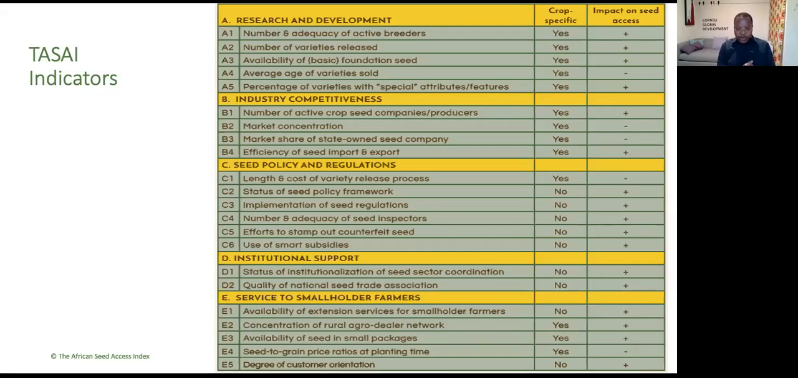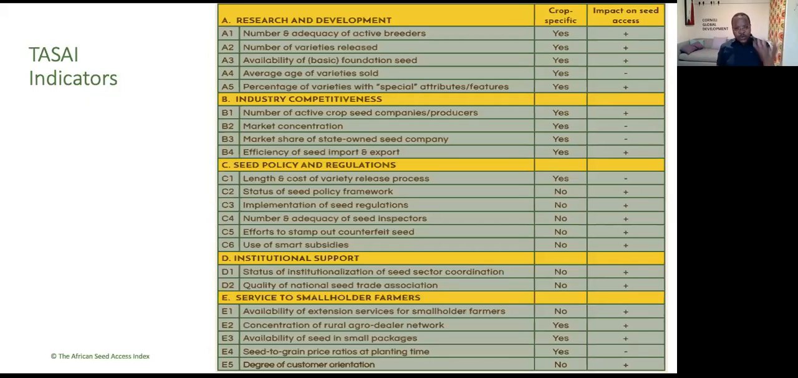And ultimately, we look at the service to smallholder farmers. That includes availability of extension services, concentration of rural agro dealers, availability of seed in small packages that are affordable to farmers. We look at the seed to grain price ratio to look at affordability, and we also look at the degree of customer orientation. So that's in a nutshell what the TASAI indicators look like.